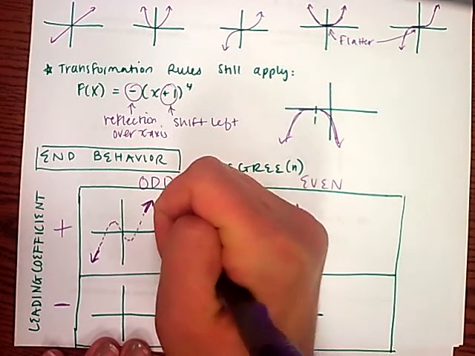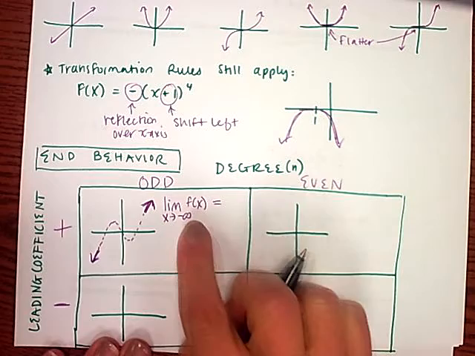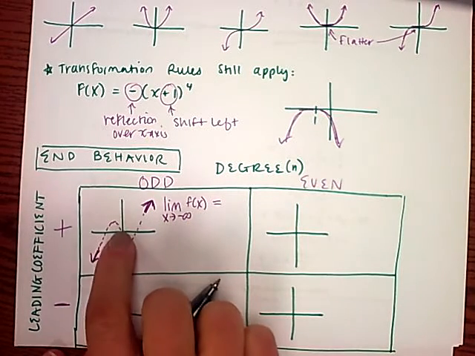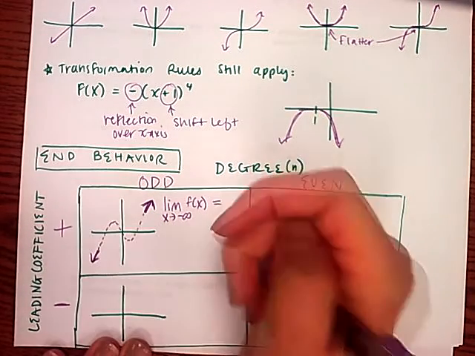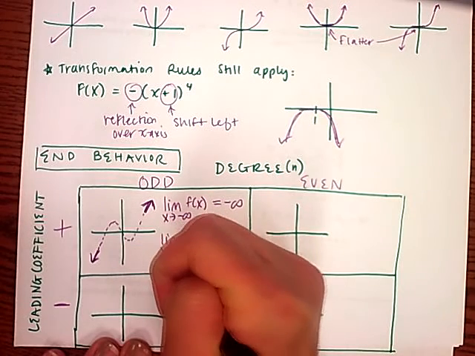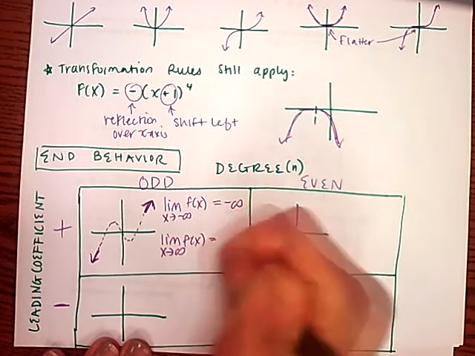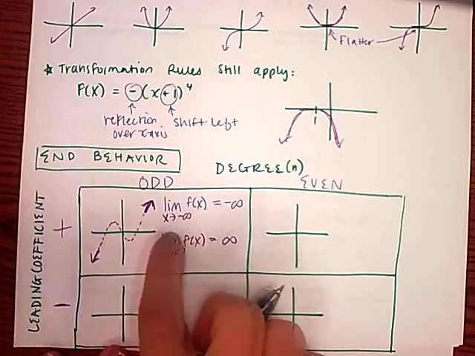So then how would I describe this end behavior? I would say the limit as x goes to negative infinity of f of x equals, well, on the left-hand side, as my x values go to negative infinity, my arrow is pointing down. My y values are also going to negative infinity. And the limit as x goes to positive infinity of f of x would be positive infinity because my arrow is going up on the positives when x values are getting larger.